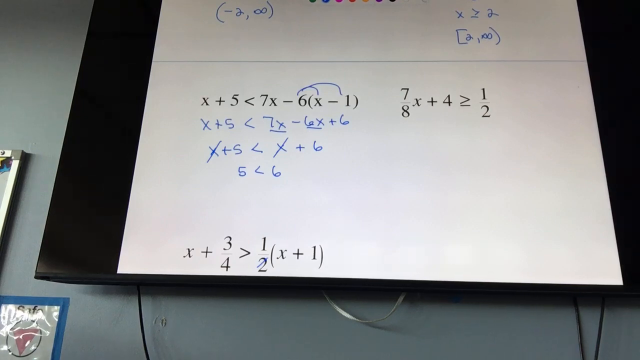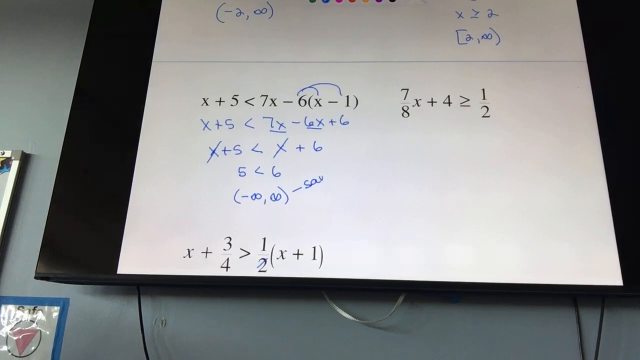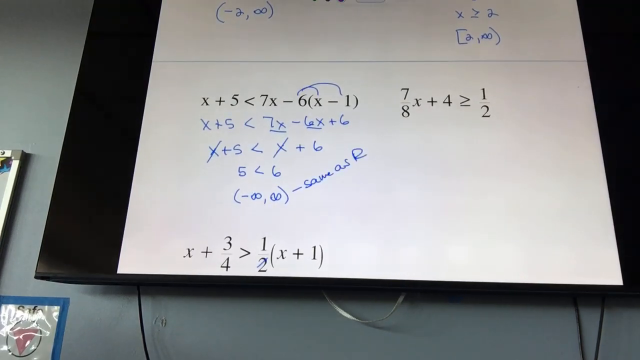So in our solving, 5 is less than 6 is a true statement. Since it's a true statement, it means my answer would be all real numbers. But since we're using interval notation, we don't write all real numbers, that's set notation. We would write this as negative infinity to positive infinity. So same as all real numbers, but we don't write it as all real numbers. Change that to a better R.